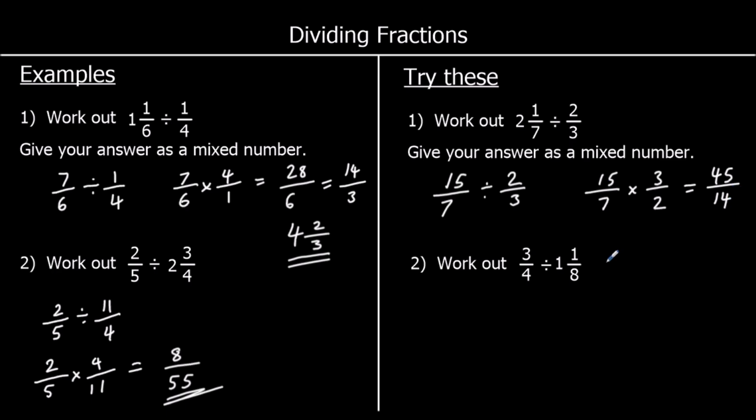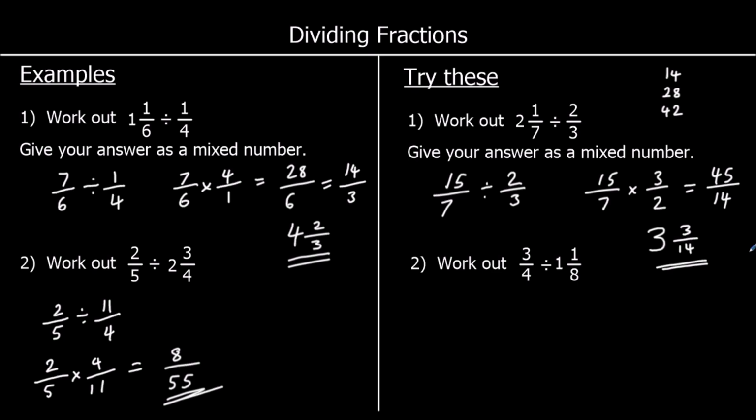So we've got 45/14. They aren't in the same times table. So we need to work out how many 14s go into 45. So 14, 28, 42. So 3 14s go into 45. That's 42. So we need 3 more. So we've got 3 whole ones and 3 14ths.